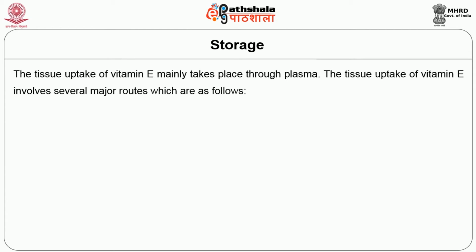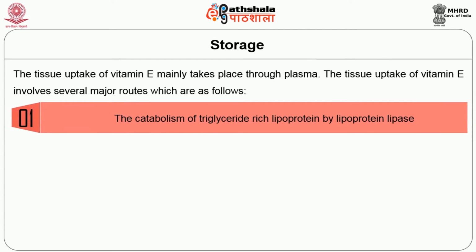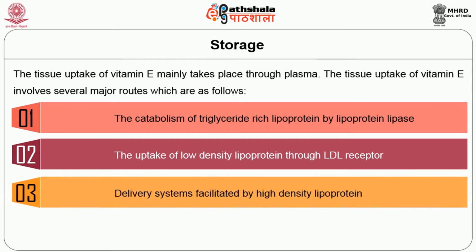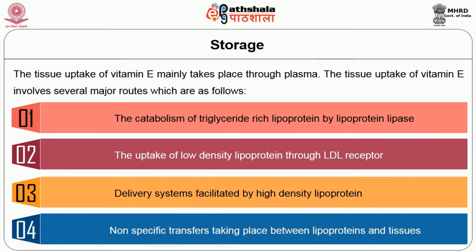Storage. The tissue uptake of vitamin E mainly takes place through plasma. The tissue uptake of vitamin E involves several major routes, which are as follows: the catabolism of triglyceride-rich lipoprotein by lipoprotein lipase, the uptake of low-density lipoprotein through LDL receptor, delivery systems facilitated by high-density lipoprotein, and non-specific transfers taking place between lipoproteins and tissues.